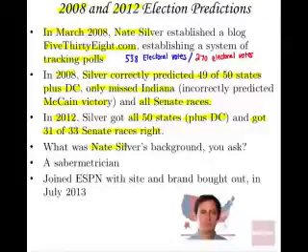And what was Nate Silver's background, you ask? Well, he was a sabermetrician. Now, what the heck is a sabermetrician? It's basically someone who takes a bunch of baseball statistics and makes some conclusions using advanced techniques. Basically, he used the idea that you could predict a baseball player's behavior, and he applied that to the world of politics, right?